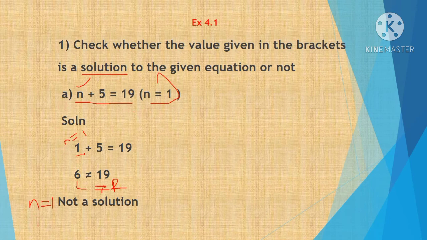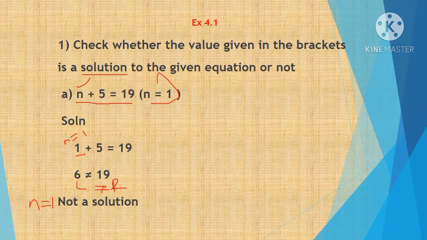Whether it is an equation or expression, it's an equation, right? n + 5 = 19. So they have given the n value equal to 1. You want to substitute in the place of n. Here n is a variable, right? n is a variable, 5 is a constant and 19 is a constant. So in the place of n, you want to substitute the value. You want to put the value n = 1 because that is given. So we want to find out whether n = 1 is a solution or not.